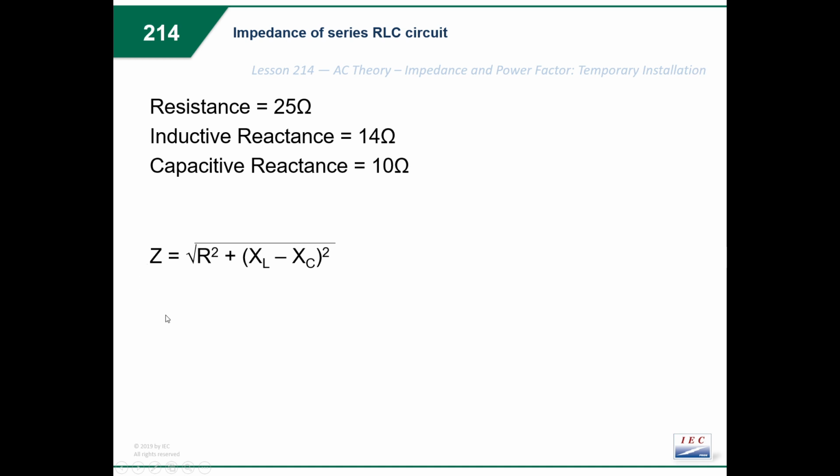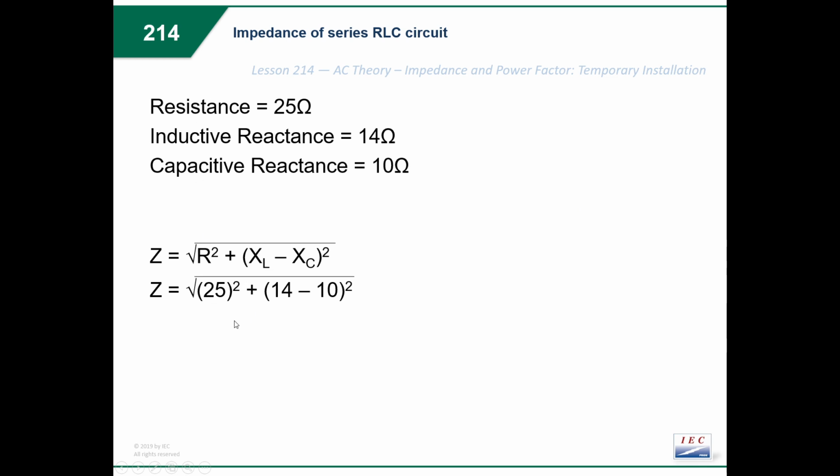right? Z equals the square root of R squared plus (XL minus XC) squared. So we have Z is our impedance, R is our resistance, XL is our inductive reactance, and XC is capacitive reactance. Again, we saw that in some previous chapters, so hopefully that sounds familiar. So let's go ahead and fill in some values here.